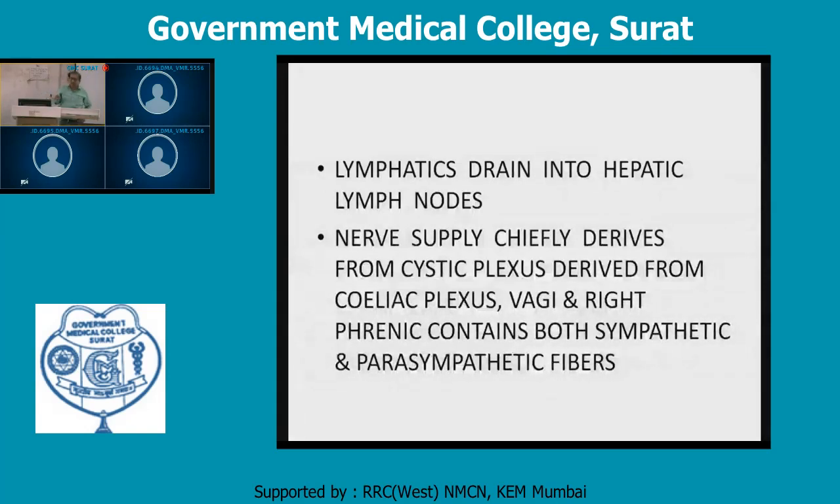And as far as the variety of the fibers is concerned, these fibers contain both sympathetic as well as parasympathetic fibers. Now these parasympathetic fibers are motor to the musculature of the gallbladder, while they relax the sphincter. While the sympathetic fibers constrict the sphincter, and are vasomotor. So these functions are reversed for the sympathetic and parasympathetic fibers.